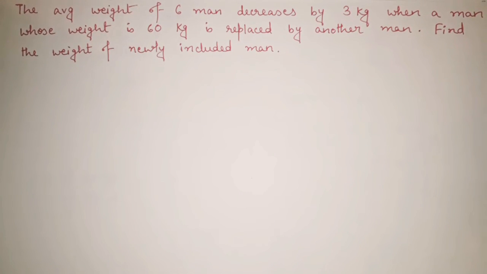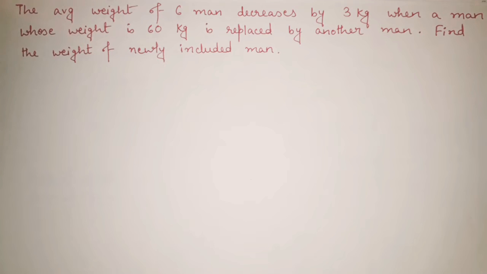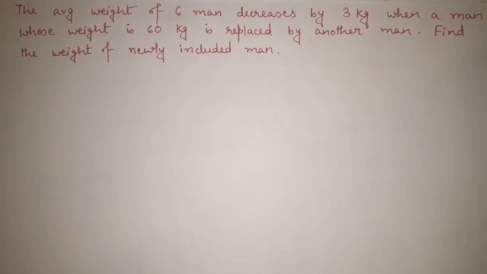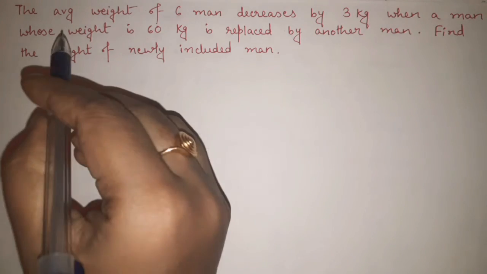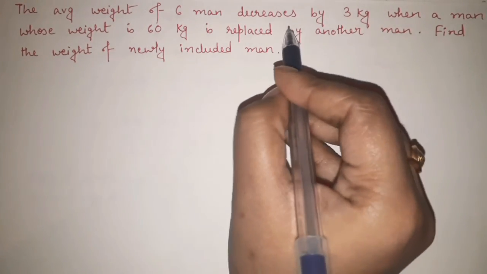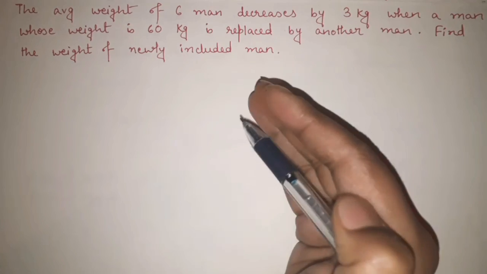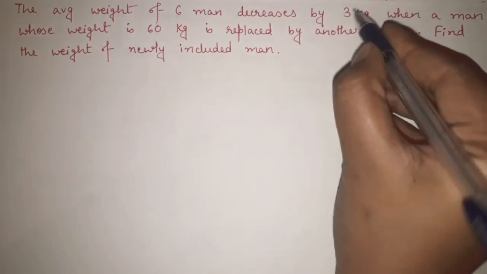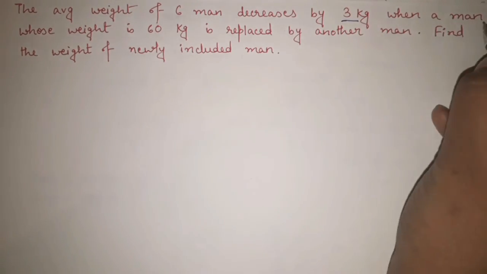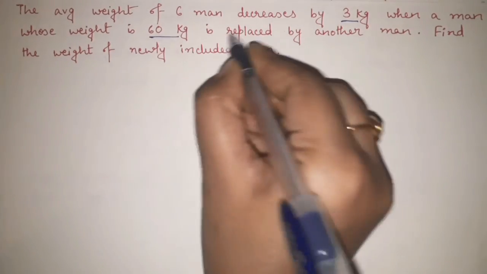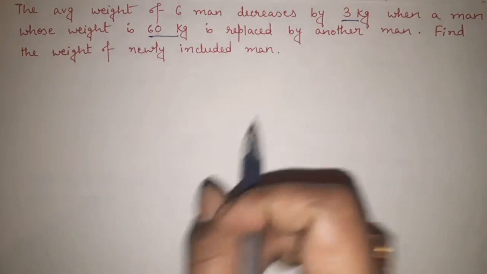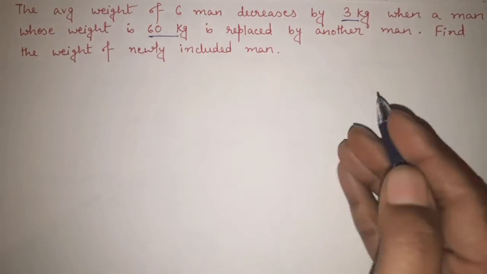The average weight of 6 men decreases by 3 kg when a man whose weight is 60 kg is replaced by another man. Got it? The average weight of 6 men is decreasing by 3 kg when a man whose weight is 60 kg is replaced by another man. Find the weight of newly included men.